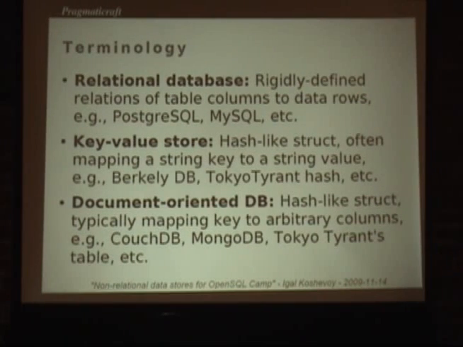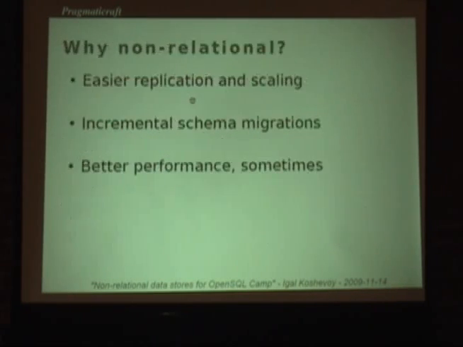The other part of document databases is that because they don't have a rigidly defined set of columns, each document can have its own column definitions. So you can have one record with first name and last name columns, and then another record with a full name column.